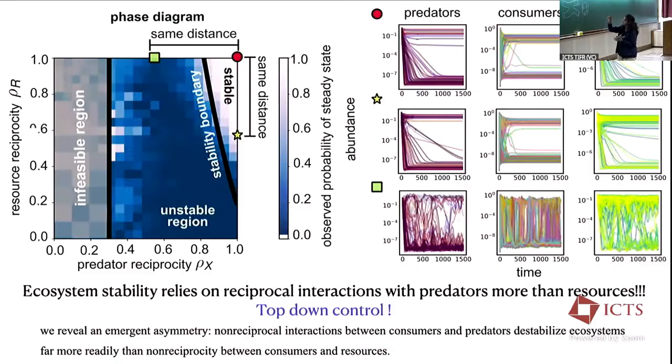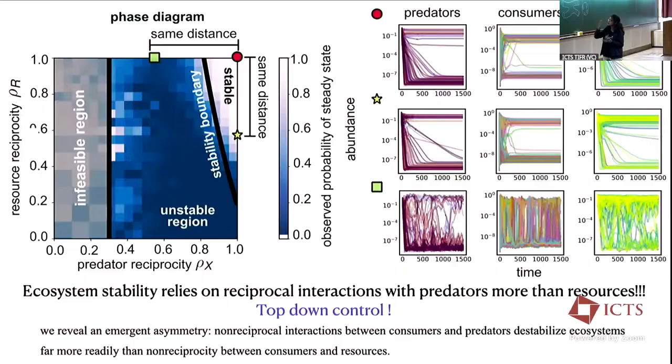So the red circle is where the system is completely reciprocal and we expect it to go to steady state, and yeah, it goes to a steady state. Next, let's come to the yellow star, which has the predator reciprocity 1, but the resource reciprocity is lesser. I mean, the interactions in the bottom layer, we are making it to be non-reciprocal, but we are keeping the interactions in the top layer to be reciprocal. Rho x1 and rho r, we are reducing it. So in that case also, we see that they also reach a steady state.